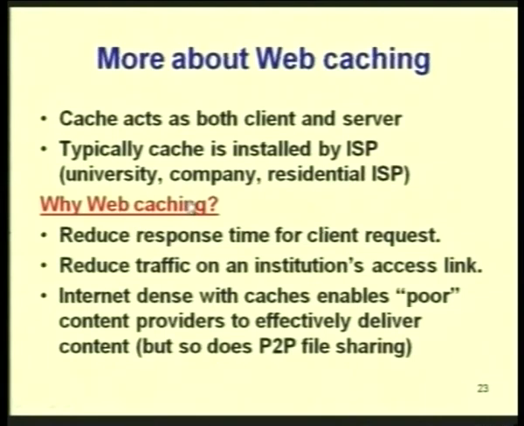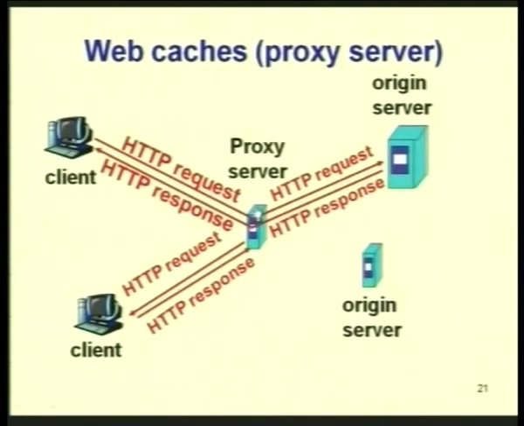Now, why do we use web caching? As I said, it is to reduce the response time for the client request and reduce traffic on an institution's access link, and it is also useful when you have P2P file sharing and so on. One important aspect of this proxy server is that if the server has some information which is updated at the server, then the response that is given back is not up to date information.